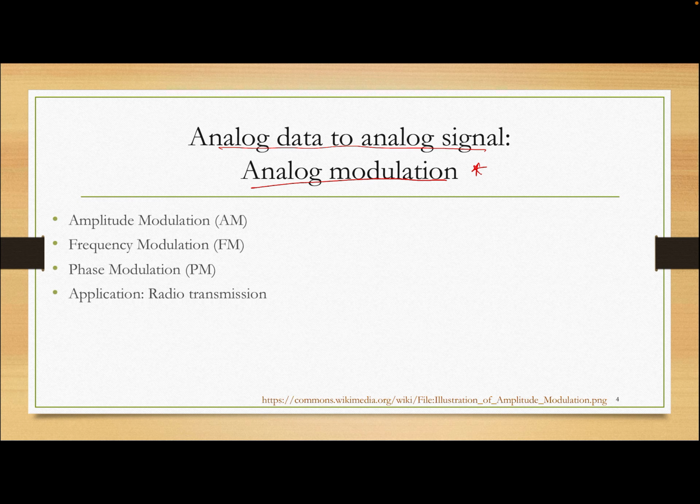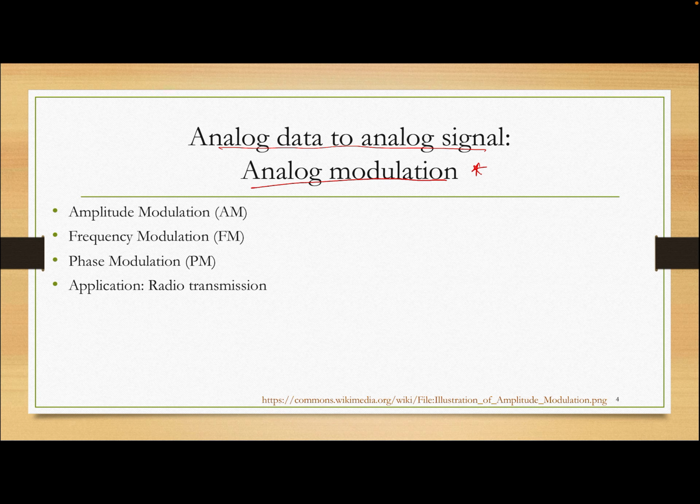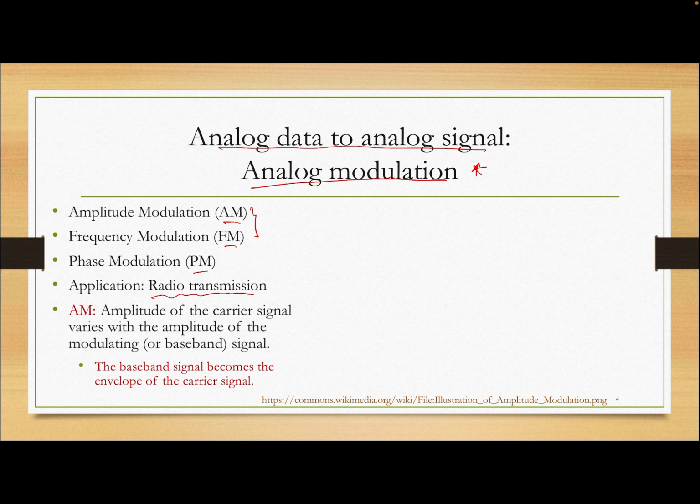Analog modulation that we have heard about is AM, FM, PM. Especially these two: amplitude modulation, frequency modulation, phase modulation, and the application, radio transmission. You have AM radio, FM radio. Those are the applications. Now let's look at AM.